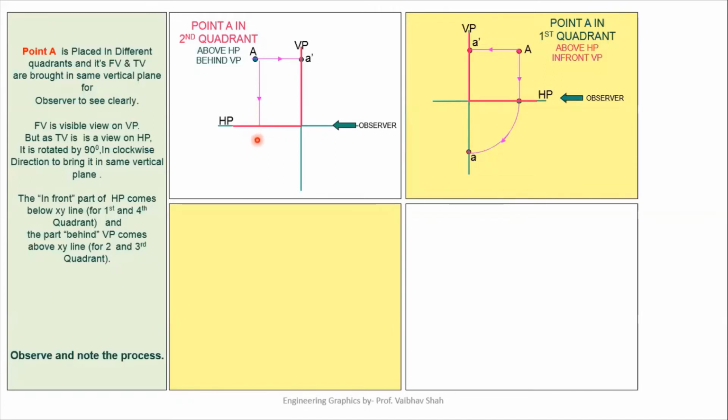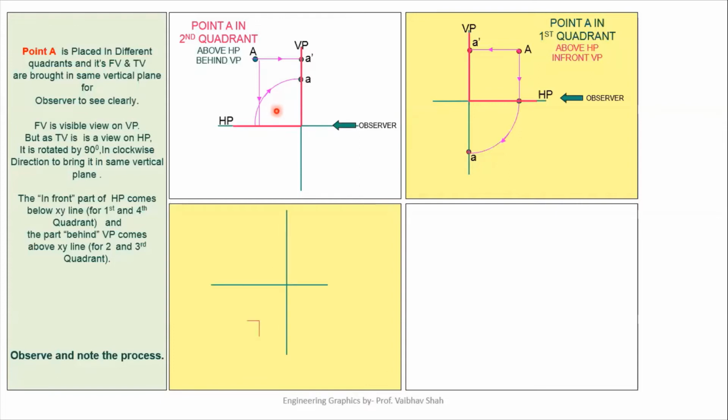Now we know that we'll be rotating this horizontal plane 90 degrees in clockwise direction. So let us rotate this plane 90 degrees in clockwise direction. So our A point would lie on this vertical line, the same vertical line as A dash. So our A point would be somewhere here. As you can see, its front view and top view in the second case would lie on the same vertical line above your XY line.